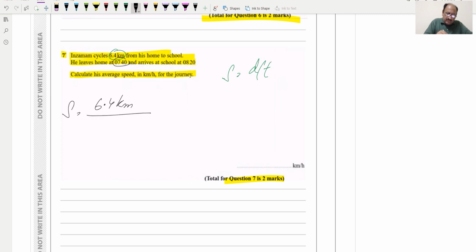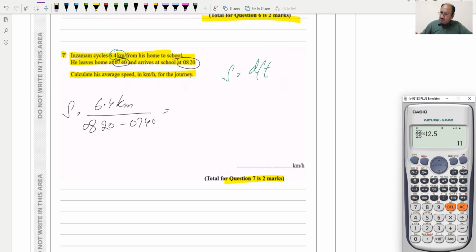It is starting from 7:40 till 8:20. So we can write 8:20 minus 7:40. This will be the time, and now we can convert this time. First I will just calculate this one directly using the calculator, and then I will show you how to show the working also.